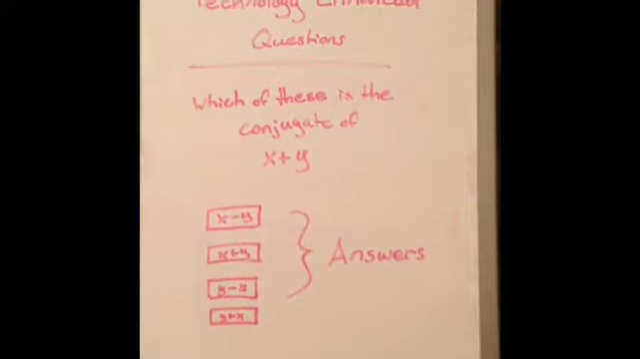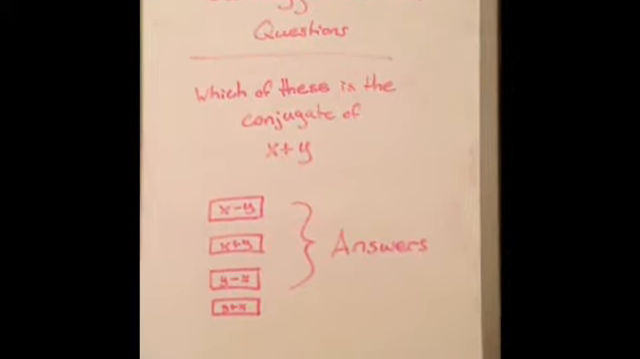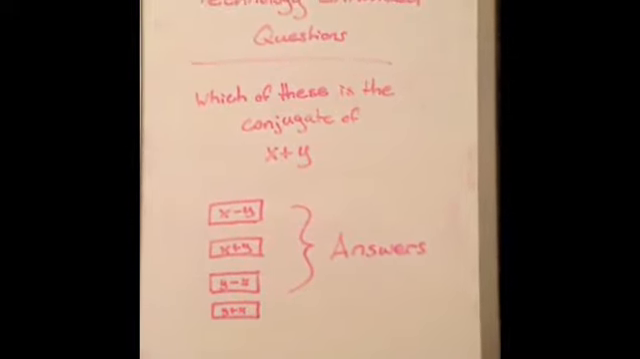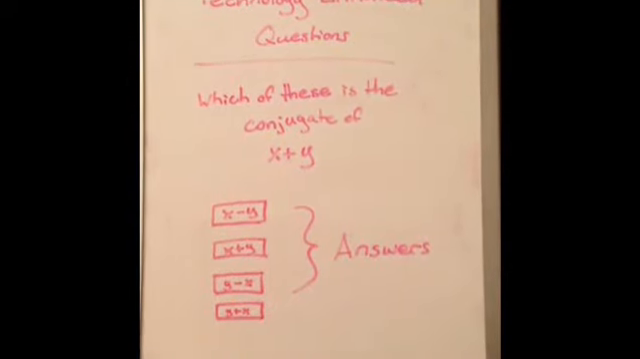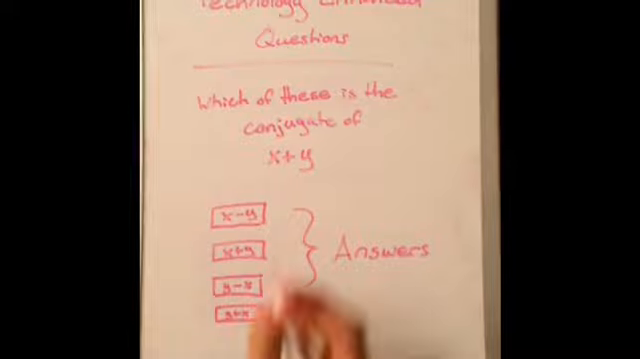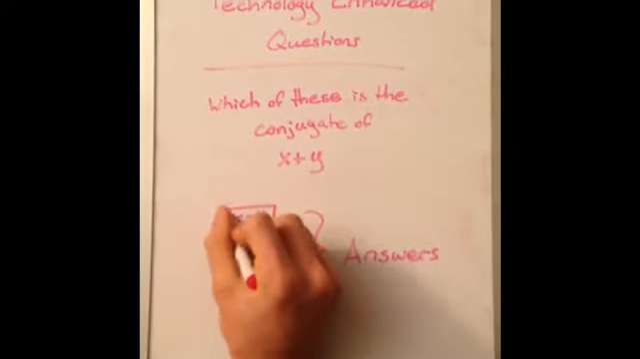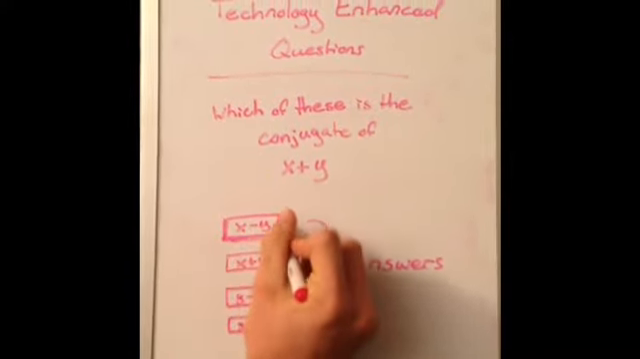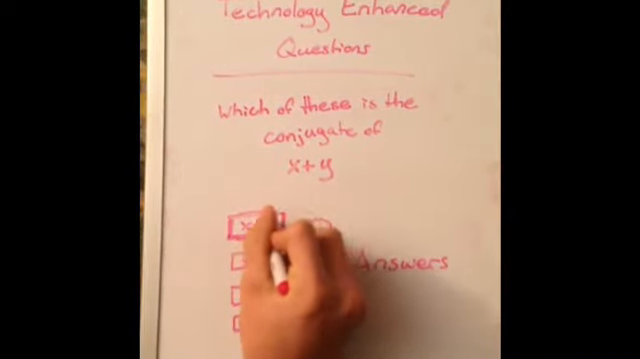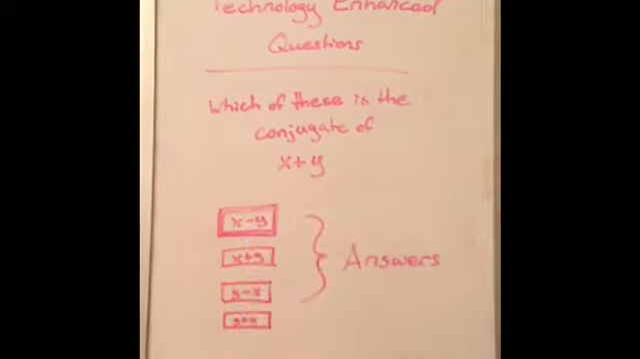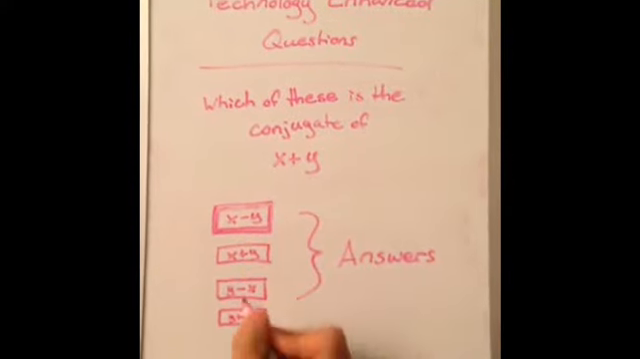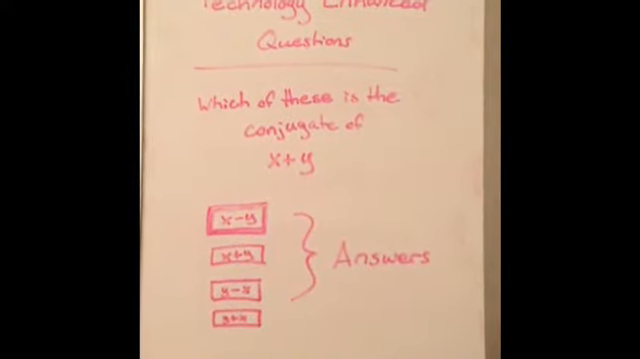Now we're going to show another technology-enhanced question. The question asks which of these is the conjugate of x plus y. Earlier, we showed that the conjugate of x plus y is x minus y. In this case, they would have given you 4 different answer choices, and you would select the one or more that you believe is correct. Once selected, the border of this answer choice would be highlighted, indicating that you have selected it.